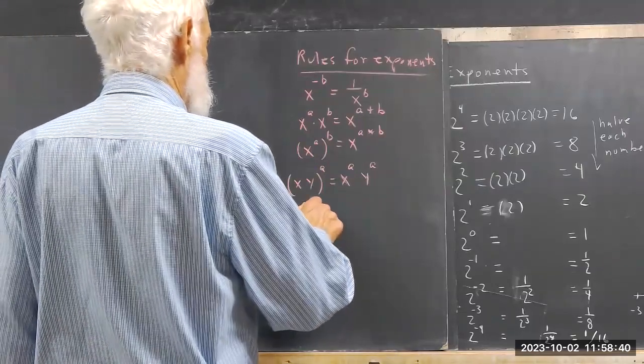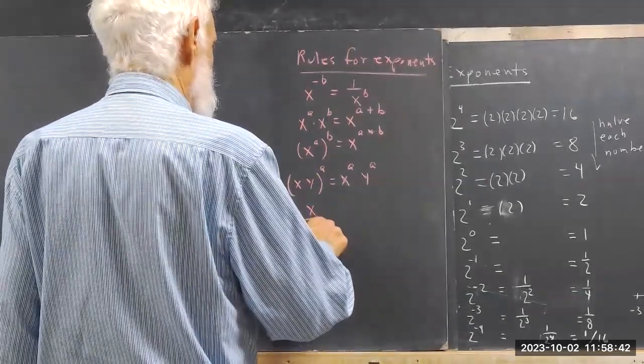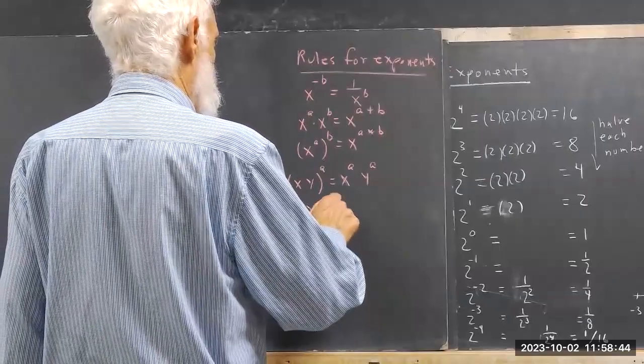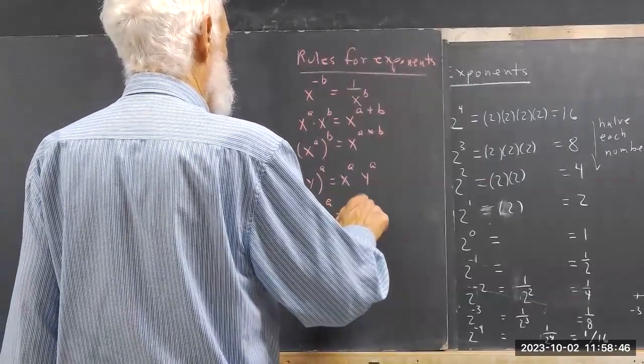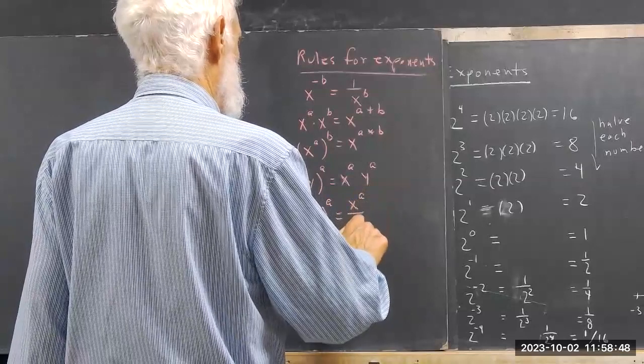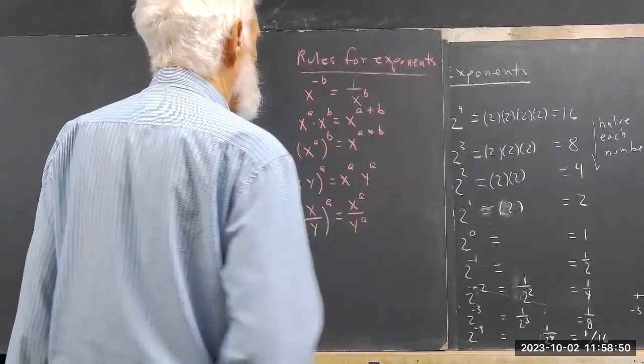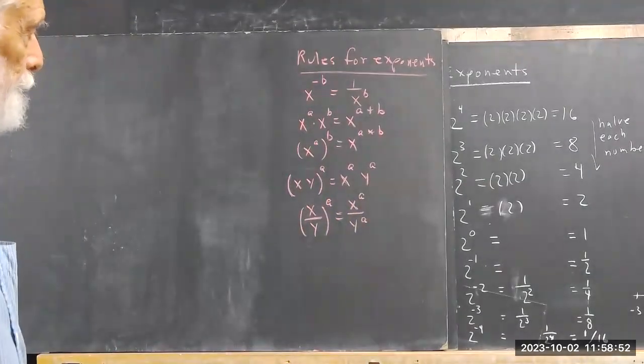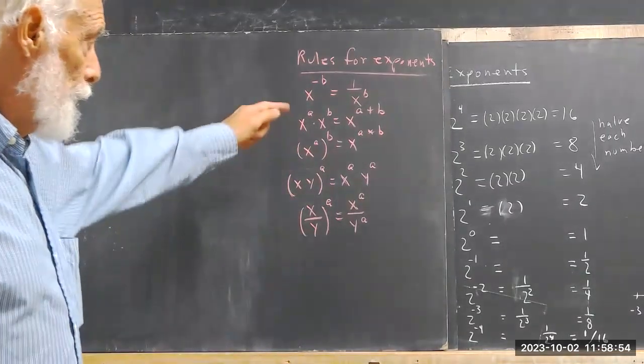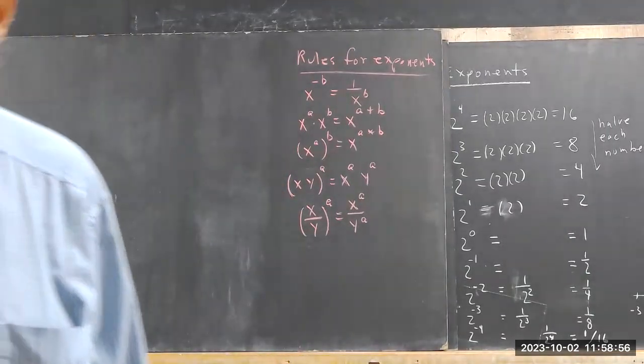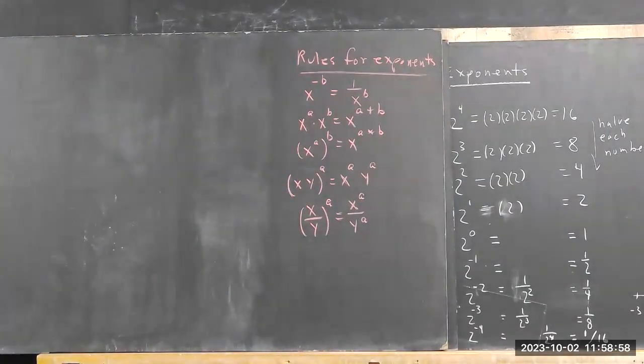And another rule, which is really the same one, but not really. x over y to the a equals x to the a over y to the a. Now that's a nucleus of rules. There are a couple more we could write down, but you get those from OpenMath.